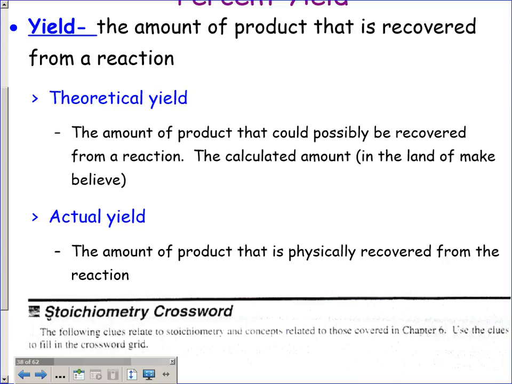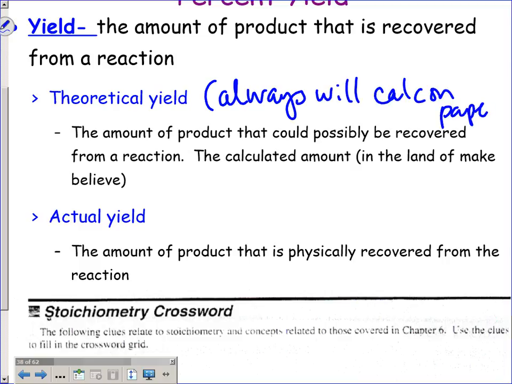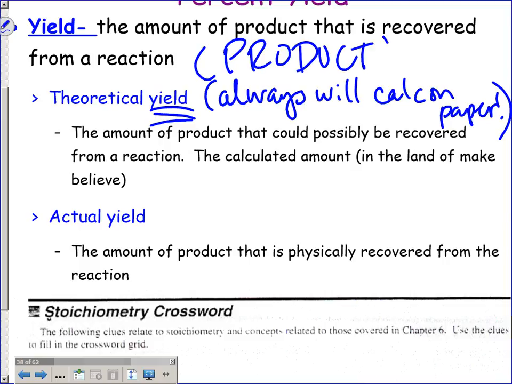And this is something that you always will calculate on paper, because we can show theoretically how much product we should be able to make in a reaction on paper by doing our mole conversions, gram conversions, and so forth. But remember, if I'm talking about yield, I'm talking about a product. So you're not generally going to be talking about yield of a reactant, because those are being used, not yielded, not produced. Okay, so this is la la land yield.